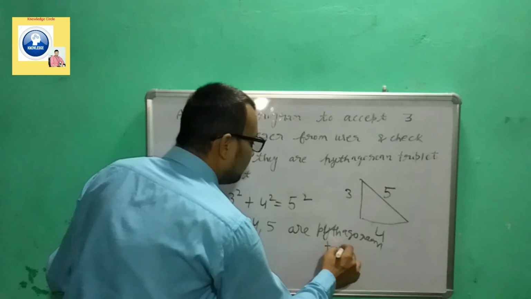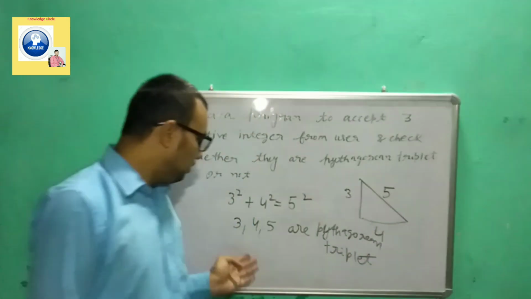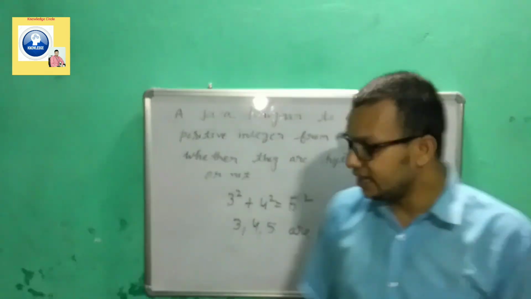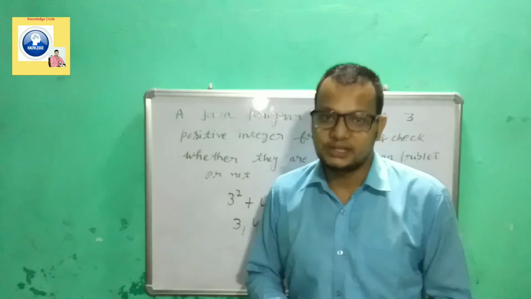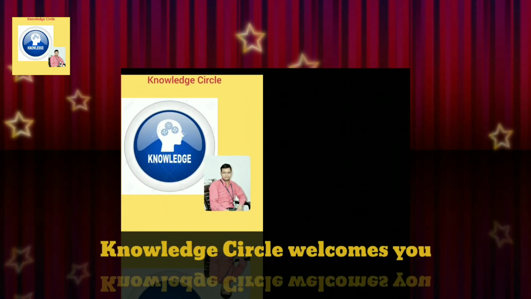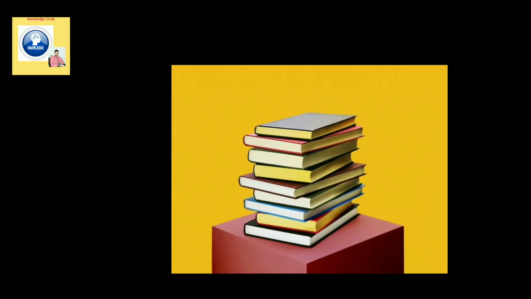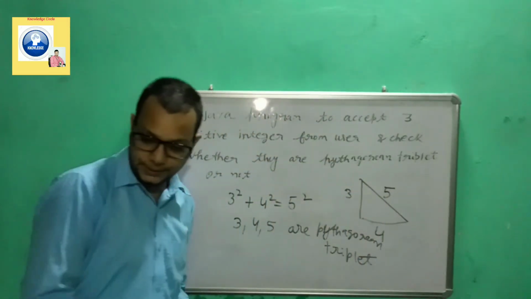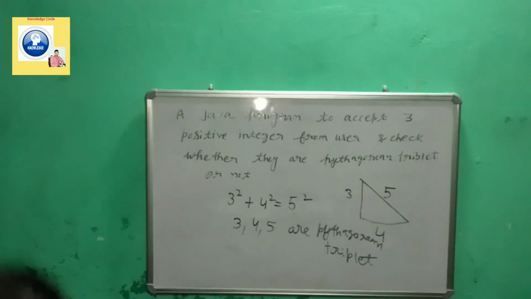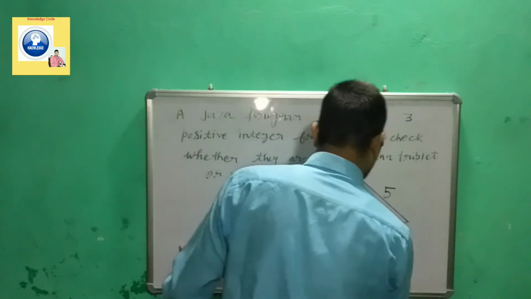So we will make a program where we will ask the user to enter three values and we will check whether they are Pythagorean triplet or not. So let's start the video. Okay, so I'm going to erase this and let's start our program. So we will begin our program.